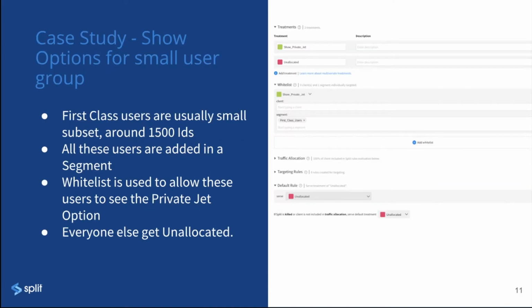Here's another case study for an e-commerce airline ticket. We want to target specific users with a special expensive flight option. In this case, we think the right population to target should be the first-class users. Since first-class users are a minority subset, and we estimate them to be 1,500 IDs, we simply added all these IDs in a segment. Then we created a whitelisting rule to whitelist all those IDs in a segment. No other condition is needed in the traffic allocation or in targeting rules. We simply set the default rule to unallocated.